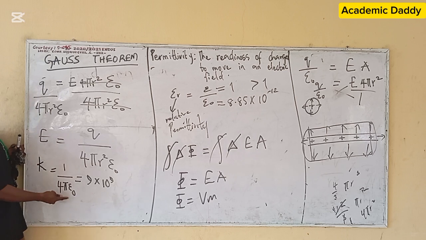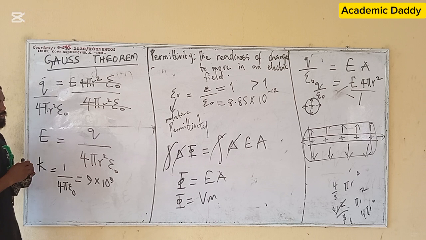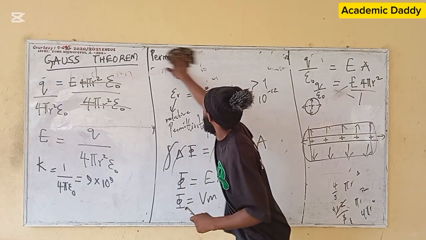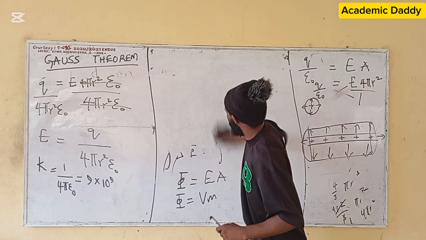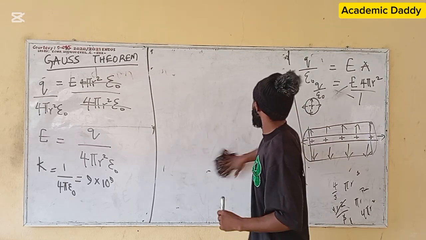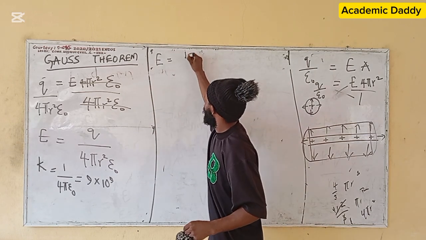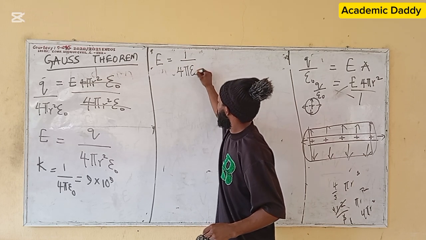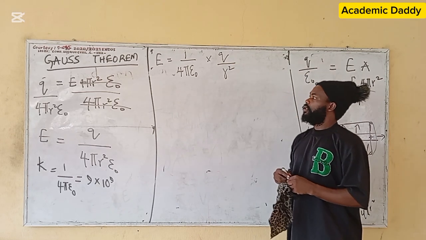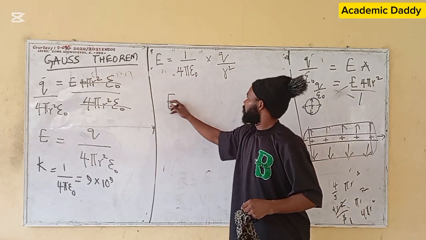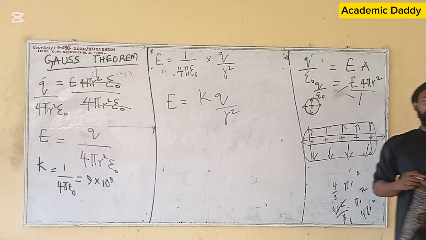So if I know this, that means that notice this thing can be rewritten. Why I'm giving you this is so that when you go back to your textbook to read that Gauss theory, you are not stressing yourself. So I can write this thing here to mean E equals 1 over 4 pi epsilon naught, then times Q over R squared. So that everything here now becomes E equals K Q over R squared. Yes, that's what I want to get here.